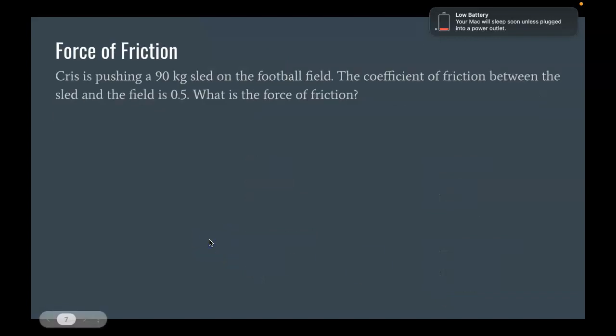All right, maybe we'll do one more here related to forces. So Chris is pushing a 90 kilogram sled on the football field. The coefficient of friction between the sled and the field is 0.5. What is the force of friction? So this one's tricky because there's multiple steps that you have to do. So let's write out all the things that we know. We're only given that we have mass and we have a coefficient of friction, and our unknown is the force of friction.